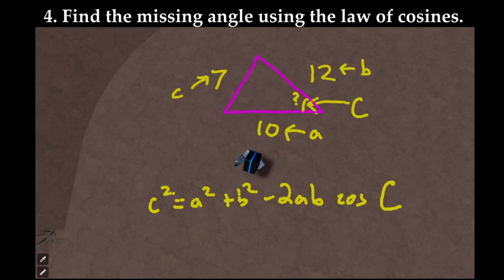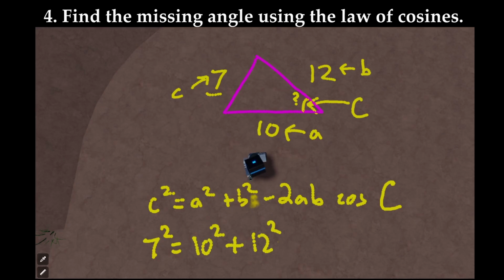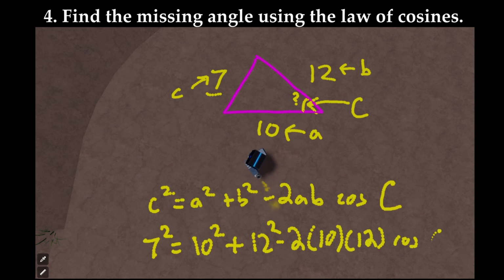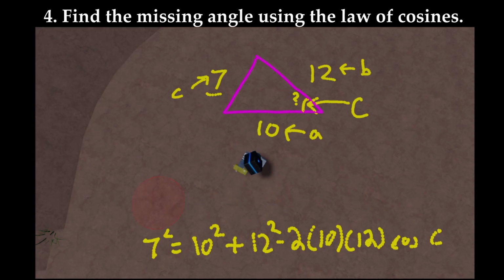So now let's just fill in 7, 10, 12, and solve for angle C. So let me do that. C squared, well, C is 7, so we have 7 squared. A squared, well, A is 10, so 10 squared. B is 12, so we have 12 squared. Minus 2 times 10 times 12, because that's A and B. And we have the cosine of C. And then now let me just erase all this at the top and continue to solve.